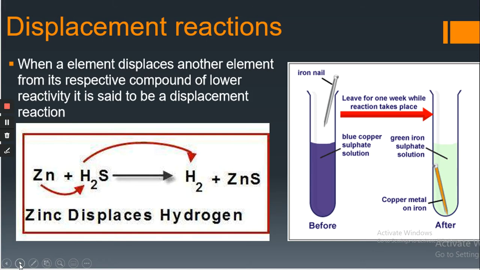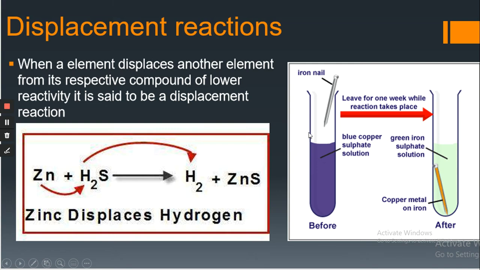Next is displacement reaction. What is this displacement reaction? When an element displaces another element from its compound because it is more reactive, it is said to be a displacement reaction. Like, see, this is zinc and this is H2S, hydrogen sulfide. When zinc reacts with hydrogen sulfide, hydrogen will be freed and zinc will form zinc sulfide. So, in this case, zinc displaces hydrogen.